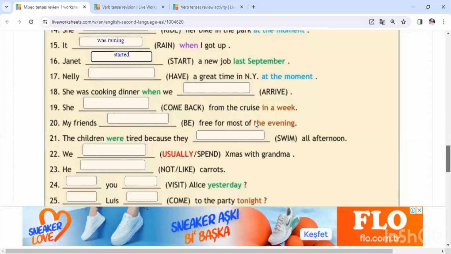Okay. Hocam, so Nelly have a great... it is, pardon. Very, very easy because you can see at the moment.